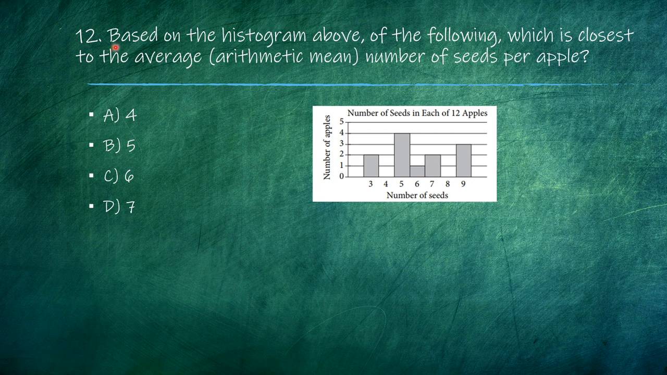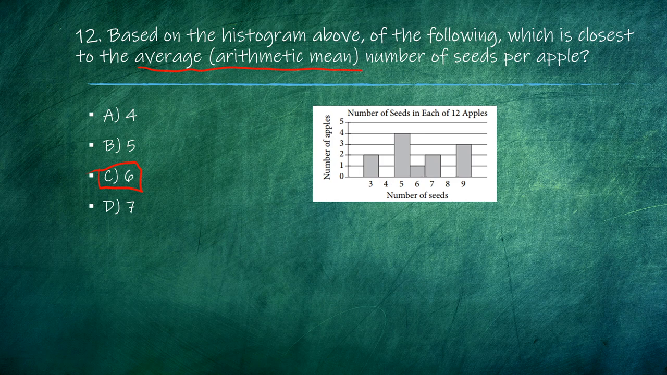Question 12. Based on the histogram of the following, which is closest to the average, arithmetic mean, number of seeds per apple? Once again, pause this video and try the question yourself. The answer is C. So the question is asking us to solve for the average, or arithmetic mean.